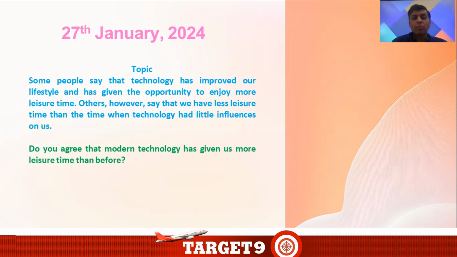Do you agree that modern technology has given us more leisure time than before? So our prompt, our question, our demand is whether we agree or disagree. When we see "do you agree?", that means this is an opinion-based essay where we will either agree or disagree with the statement. In my sample answer that I'm going to share with you, I'm agreeing. So with what am I supposed to agree? Whether modern technology is giving us more leisure time or not. With the advent of modern technology, do we have comparatively more leisure time, or is it lesser or the same?